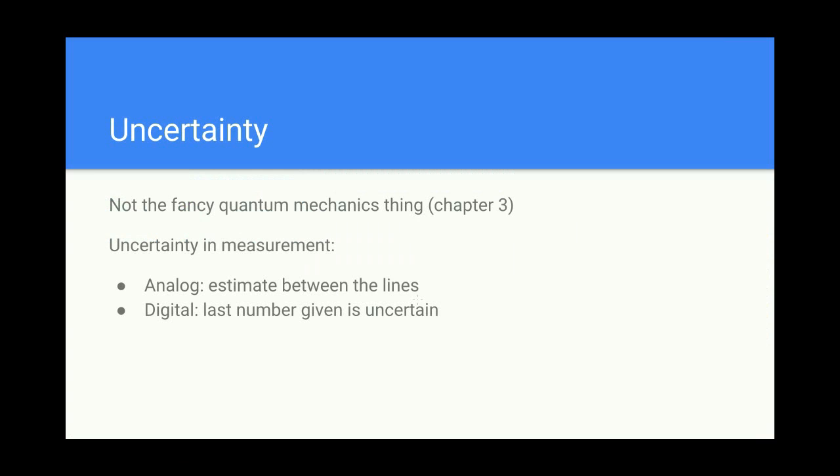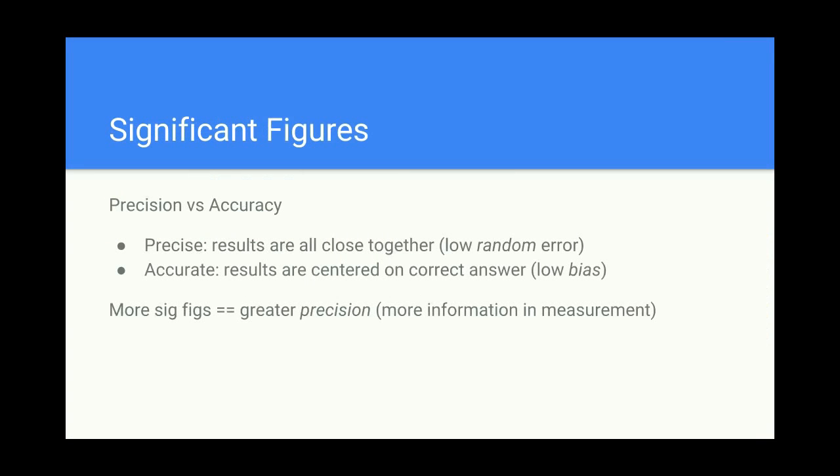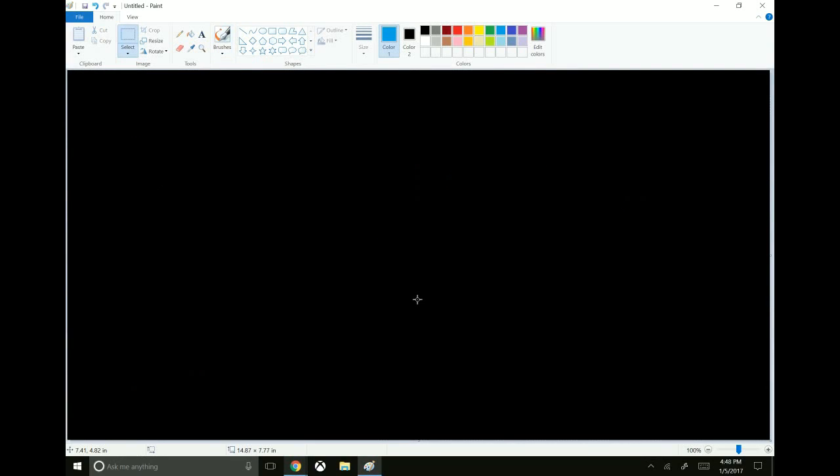But this also brings us to the concept of precision and accuracy, and what they mean for significant figures. First off, precision and accuracy are two different measures for error. Two ways, I should say, of talking about error in a measurement. Precision talks about random error. Accuracy talks about bias. So the go-to analogy for this is always the dartboard.